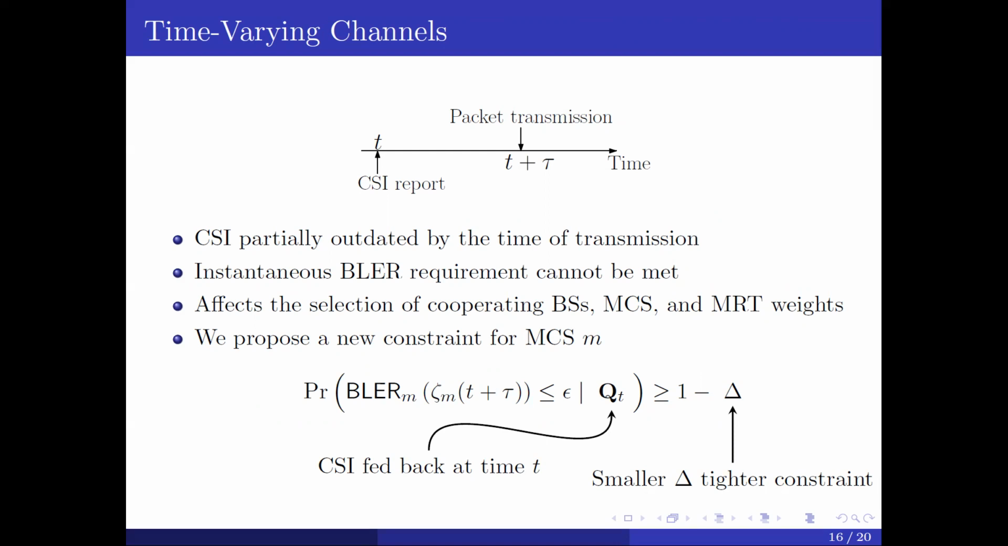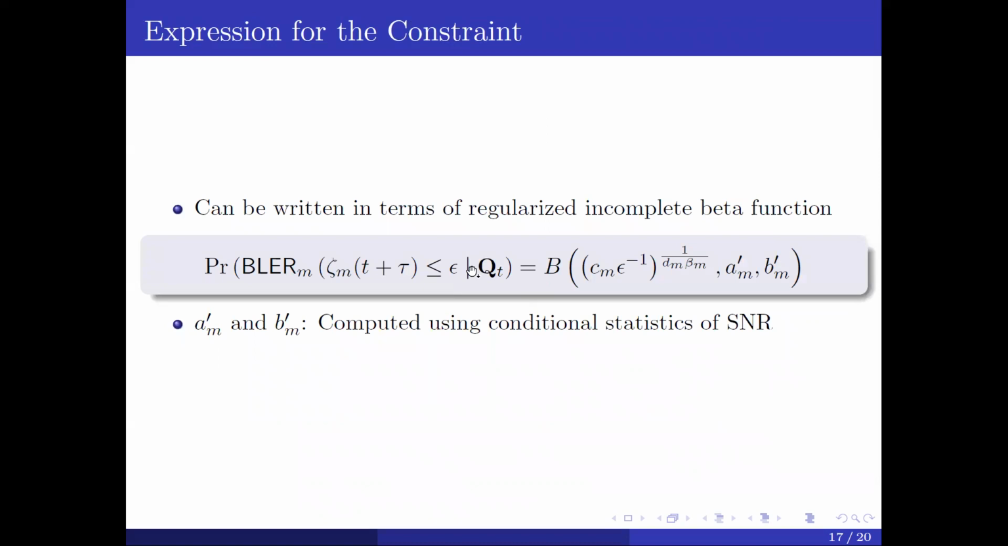So we have seen the constraint. Now we'll see an expression to calculate this conditional probability. The conditional probability can also be expressed in terms of the regularized incomplete beta function. It's given by this expression. The parameters Cm, Dm, and beta m are MCS dependent constants, and the beta parameters Am prime and Bm prime are computed using conditional statistics of the SNR.